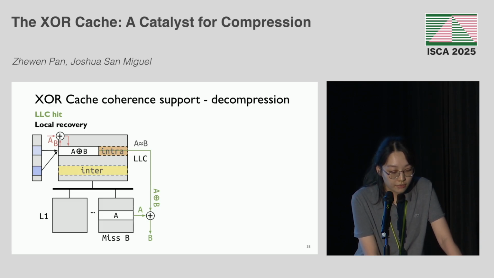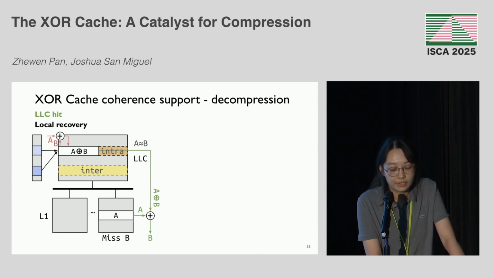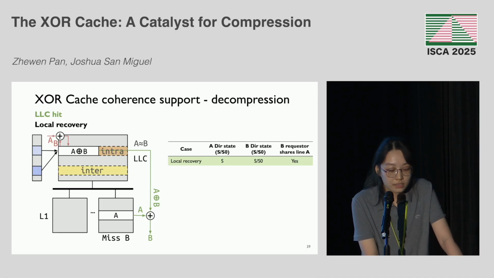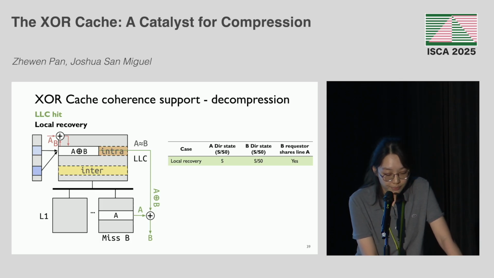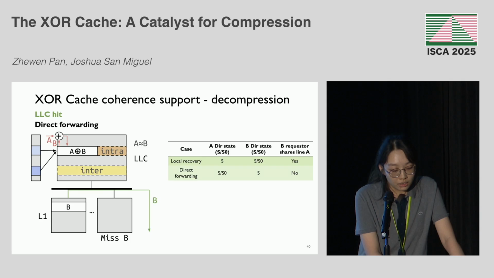The first one is local recovery, and this is exactly what we have covered earlier. To recap, the private cache on the right-hand side detects a miss on B, sends its request to LLC, and LLC forwards the A XOR B line to it. B's requester itself has a shared copy of line A, so it can recover B using it. To sum up, line A is in S state, B can be in S or S0, and the requester for B has a shared copy of A.